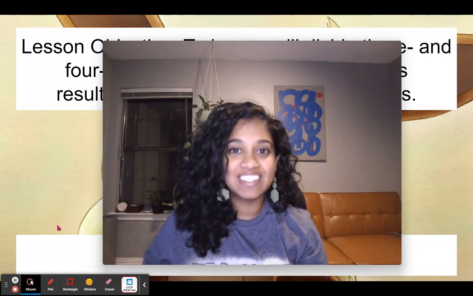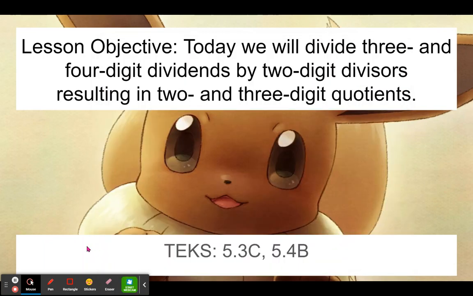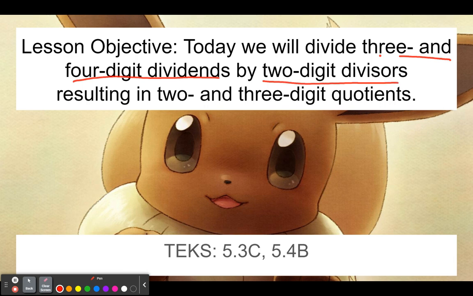Let's go ahead and take a look at today's lesson objective. So today we will divide 3 and 4-digit dividends by 2-digit divisors, resulting in 2 and 3-digit quotients. The TEKS that we're going to be working on today are 5.3c and 5.4b.